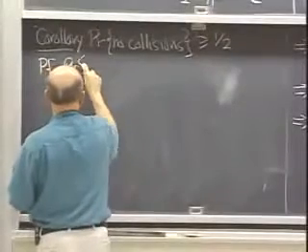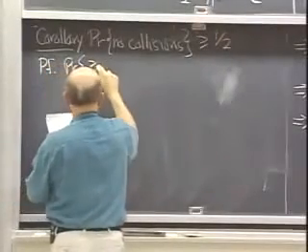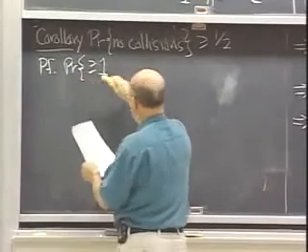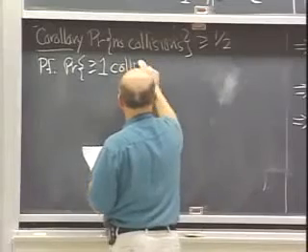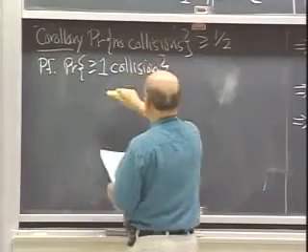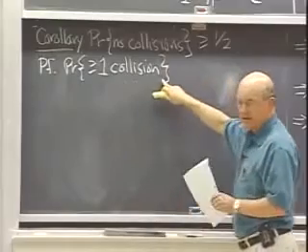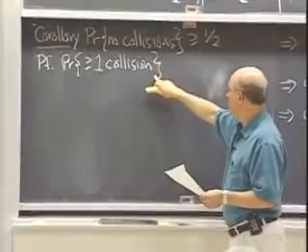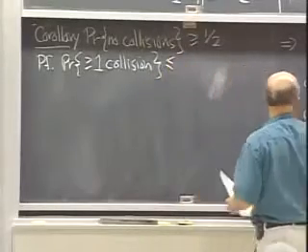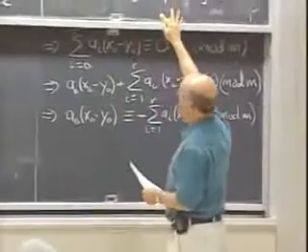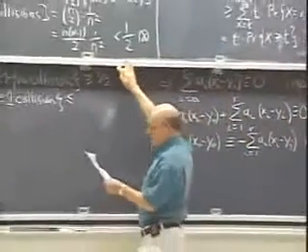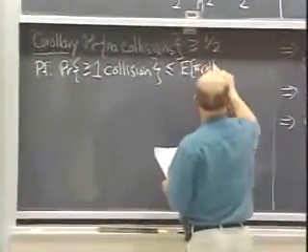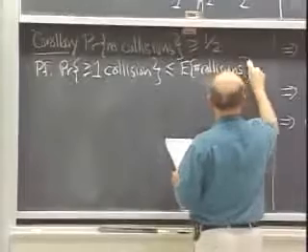The probability of no collisions is the same as 1 minus the probability that I have at least one collision. So the odds that I have at least one collision, the probability of greater than or equal to one collision, is less than or equal to, now I just apply Markov's inequality, just the expected number of collisions divided by 1.